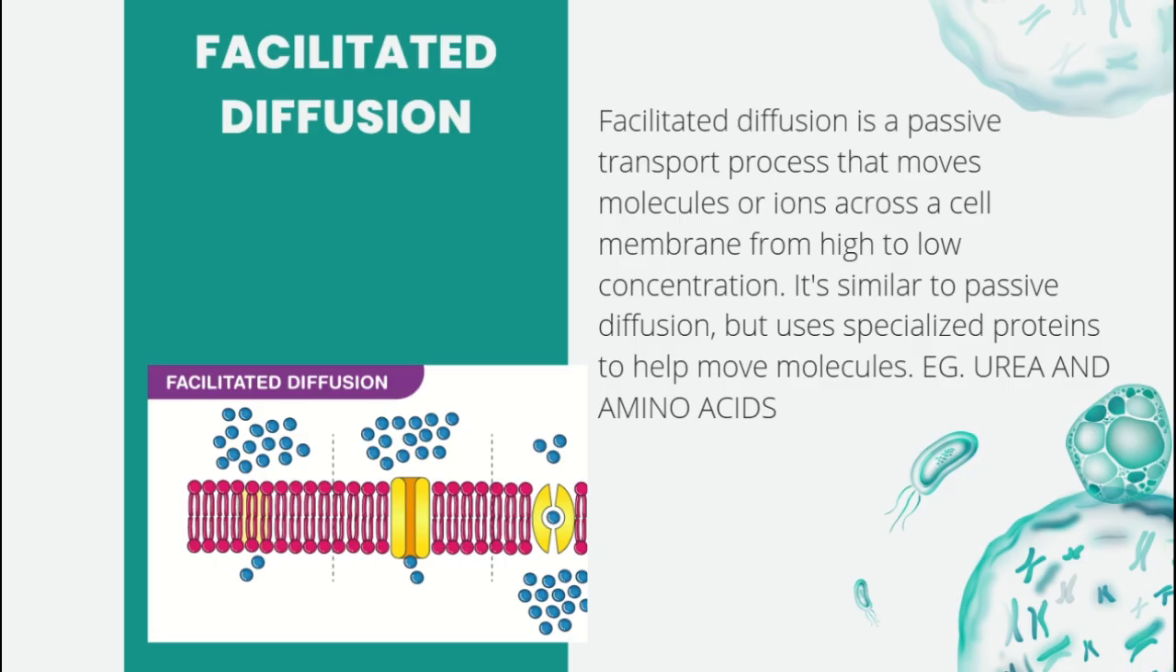Those three are methods of passive transport. The reason they are methods of passive transport is because they do not require the input of ATP, they do not require any energy whatsoever. So facilitated diffusion is a passive transport process that moves molecules or ions across the cell membrane from an area of high concentration to an area of low concentration. The biggest difference between facilitated diffusion and simple diffusion is that in facilitated diffusion, the molecules need some help to get across the membrane.